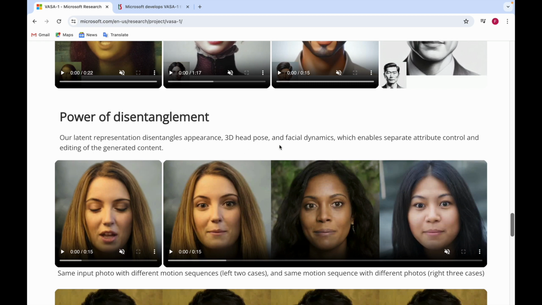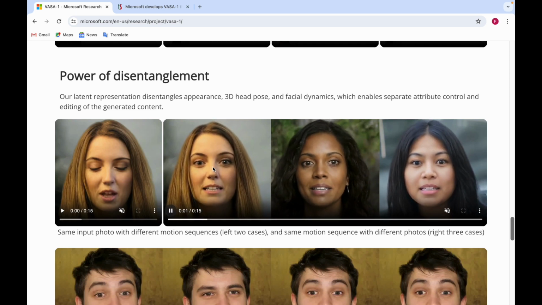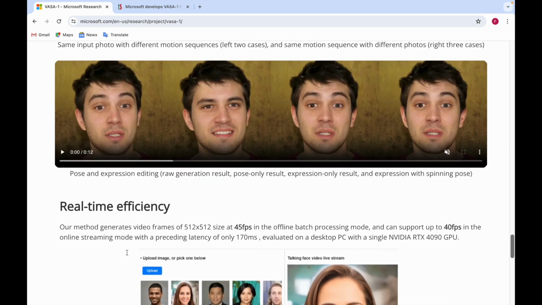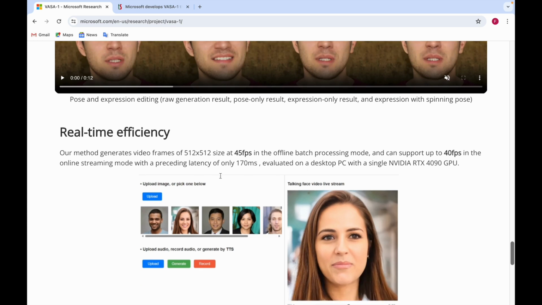Next, disentanglement. They have the 3D head pose and facial dynamics. It enables separate attribute control and editing of the generated content. The way her head is moving, the way her lips are moving, looks so realistic. Here they say our method generates video frames of 512 by 512 size at 45 fps, frames per second, in the offline batch processing mode and can support up to 40 fps in the online streaming mode. They evaluated on a desktop PC with a single NVIDIA RTX 4090 GPU.